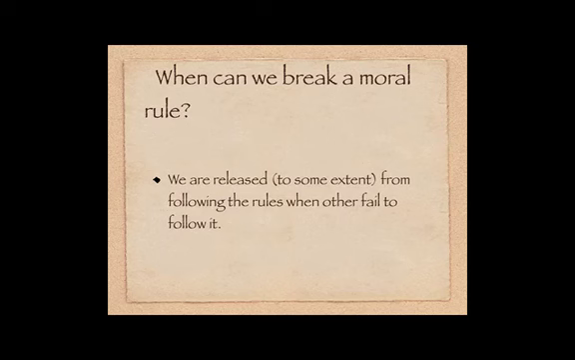So the social contract theorist has a way of accounting for the breaking of moral rules. We are released, at least to some extent, from following the rules when others fail to follow them. So while I may have an obligation not to harm others, if others try to harm me, then I'm justified in not following that sort of moral rule. So for the social contract theorist, it's relatively easy to come up with exceptions to the rule. Right? If rules are about mutual agreement and others aren't keeping those agreements, then those are instances in which I may be justified in breaking moral rules. So these rules are not absolute, but they should continue to benefit me.